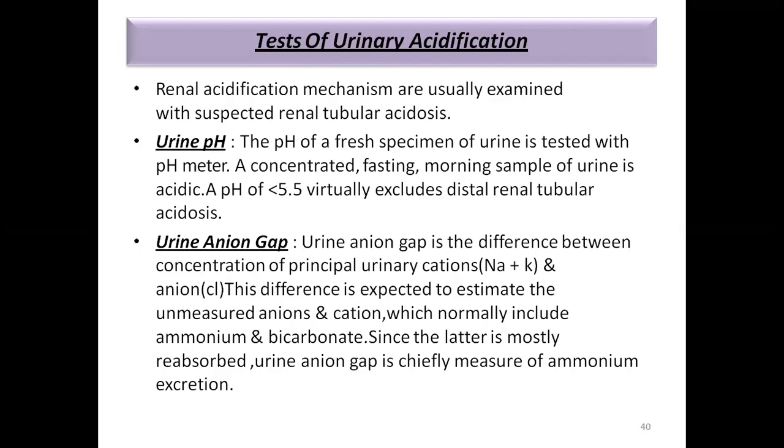So the difference is expected to estimate the unmeasured anion and cation, which normally includes ammonium and carbonates. Since the latter, that is ammonium and carbonate, is mostly reabsorbed, urine anion gap is chiefly a measure of ammonium excretion. So see, it's very interesting to understand the concept. I will explain it one more time.